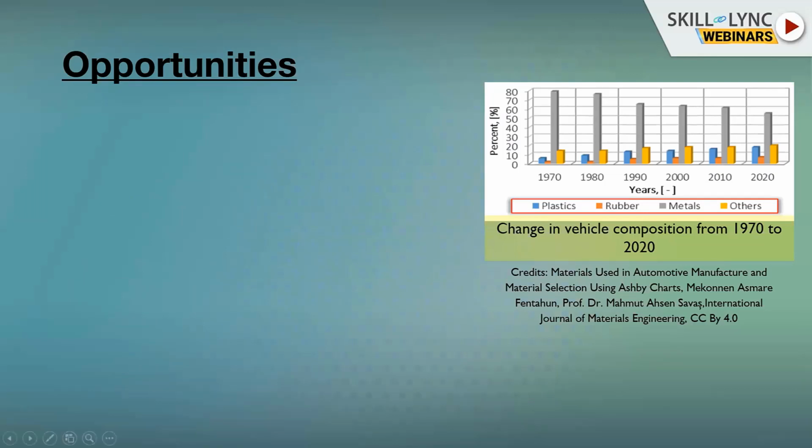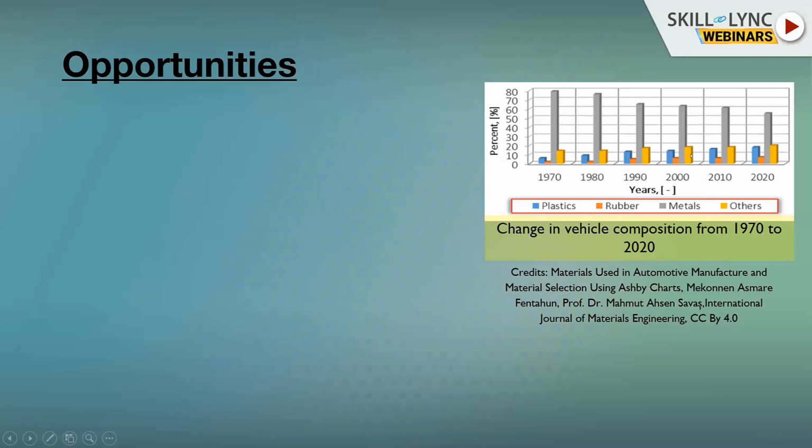Here on the right side, if you look at the graph, this graph is showing the 100% content of an automobile over years. So in 1970, you can see the most material used was metal. Here you can see blue is for plastic, red is for rubber, silver is for metal, and yellow is others. So metal was around 75%, and then you can see plastic is less than 10%, and rubber and other are also less than 10%.